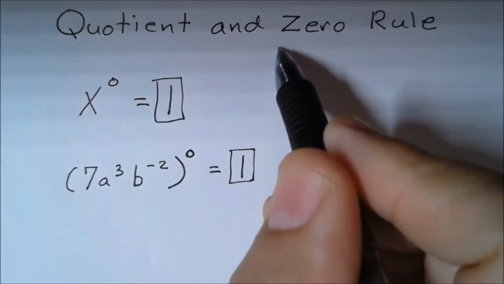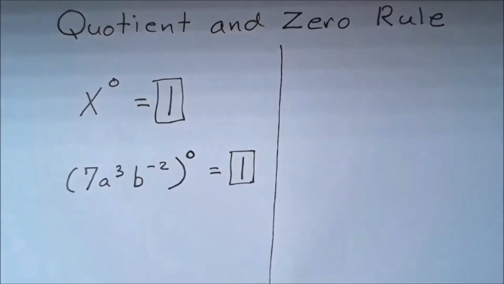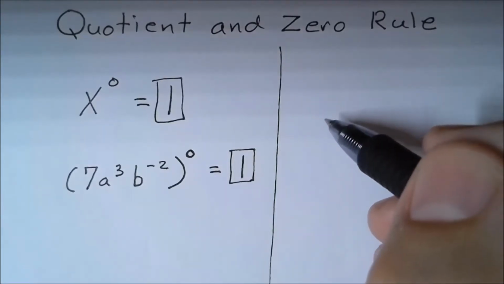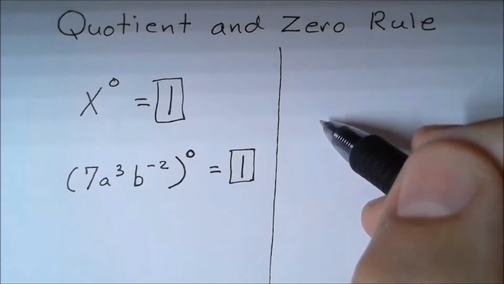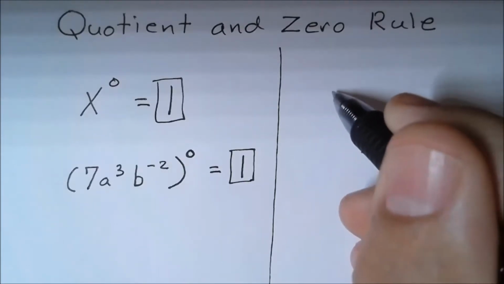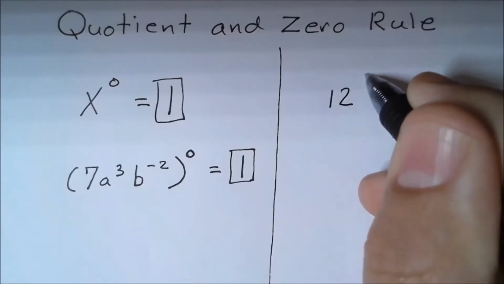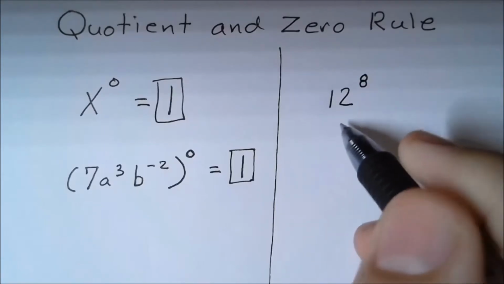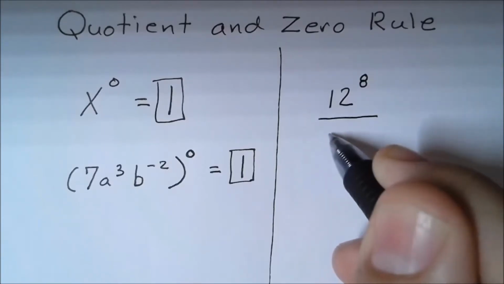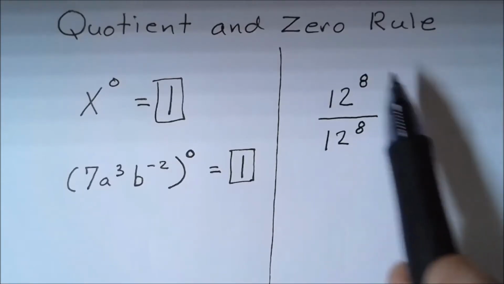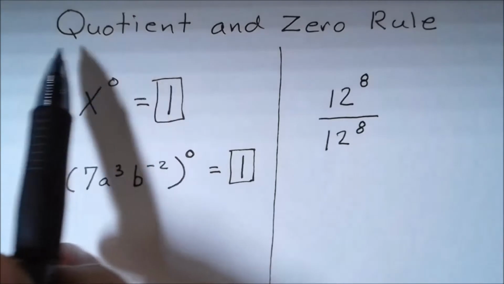Now I do want to go ahead and show a problem that you may run into, because they like to use this particular idea when you're doing the quotient rule, and so you have more than one step that you have to do. So let me give you an example. So for instance, say we had, let's do 12 to the power of 8, and then it was divided by 12 to the power of 8. In this situation, we need to use the quotient rule up here on top.